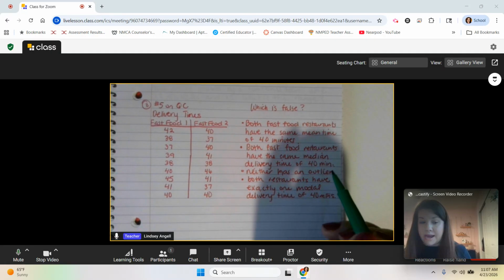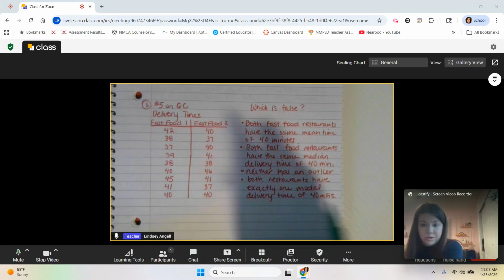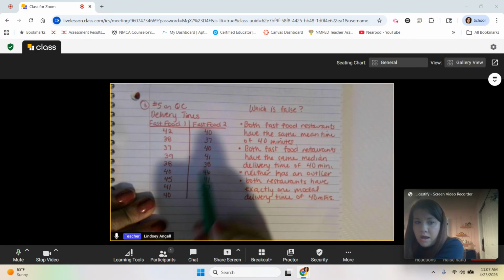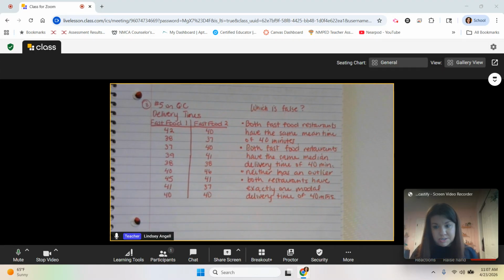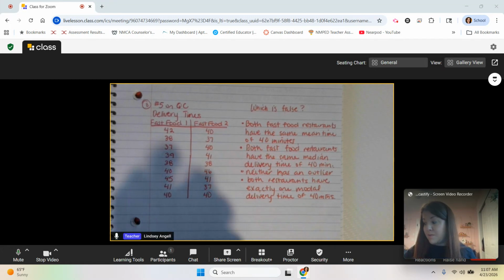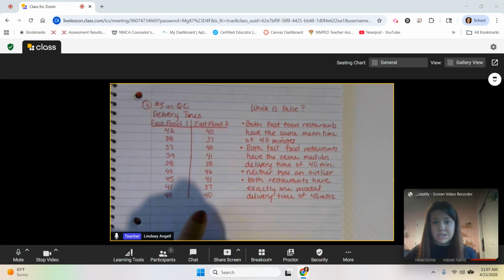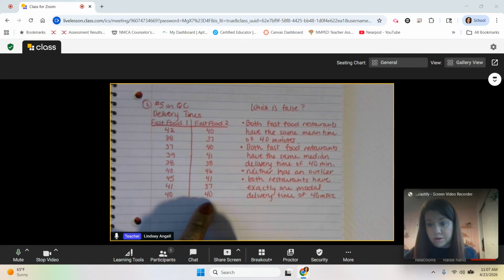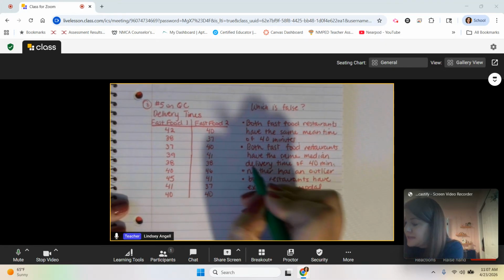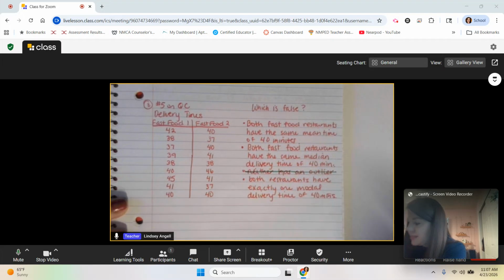Now, one that I think we can eliminate right away is this one here. Neither has an outlier. I think that is true. Neither one of them has an outlier. All of these numbers are fairly close together. Remember, outliers are numbers that are way far away. Maybe one of them had a delivery time of like 75 minutes, right? Like something clearly went wrong. Okay, but that's not the case. So we can eliminate that one.